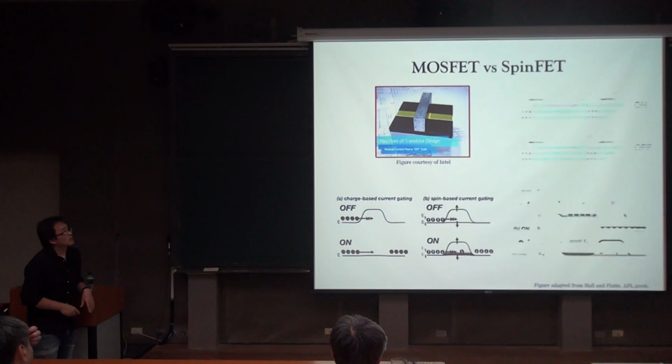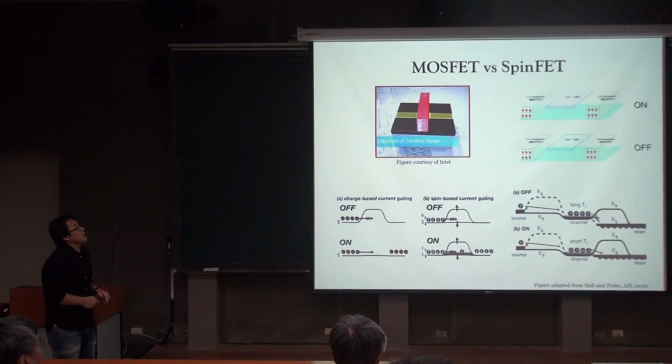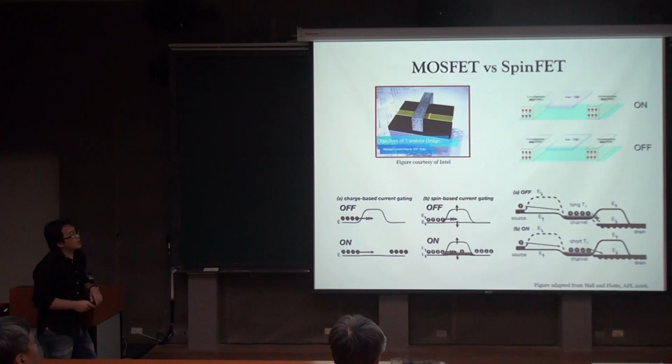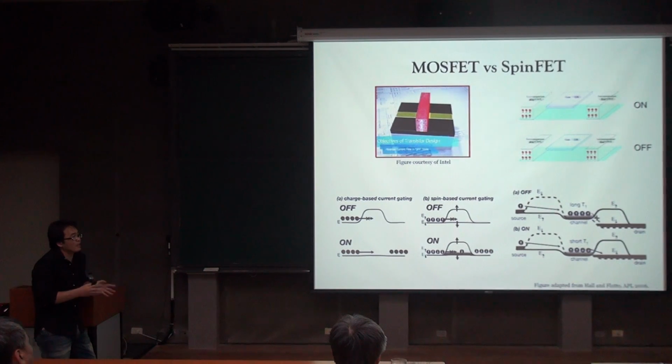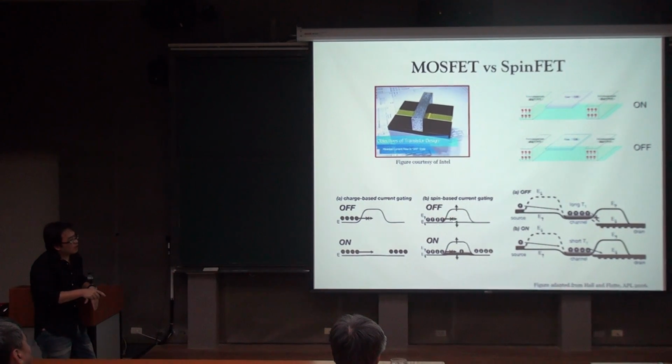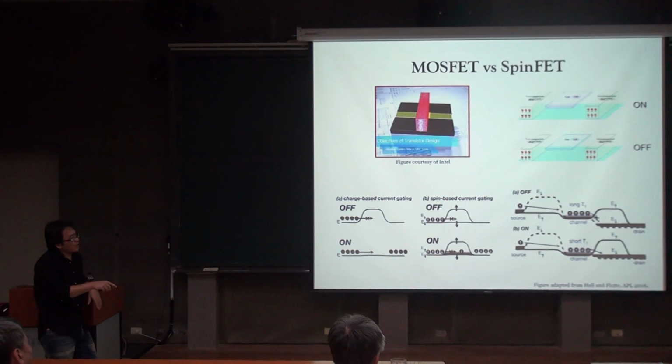Different from the traditional MOSFET, the spin FET doesn't turn the barrier on and off quickly. You can have a different barrier for different spin, so you can call it a spin selective barrier. In this cartoon, for spin up electrons you have a very high barrier, so the spin up is blocked. For spin down, there is no barrier, so the spin down can easily go into the channel. So you have the on state for spin down electrons and the off state for spin up electrons.